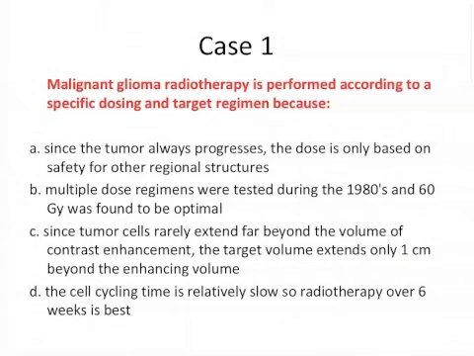Basically, the first case is the following: Malignant glioma radiotherapy is performed according to a specific dosing and target regimen because A, since the tumor always progresses, the dose is only based on safety for other regional structures, or B, multiple dose regimens were tested during the 1980s and 60 gray was found to be optimal. C, since tumor cells rarely extend far beyond the volume of contrast enhancement, the target volume extends only 1 centimeter beyond the enhancing volume. Or D, the cell cycling time is relatively slow, so radiotherapy over 6 weeks is best. Please, again, choose your correct answer in the poll to the right and submit it.